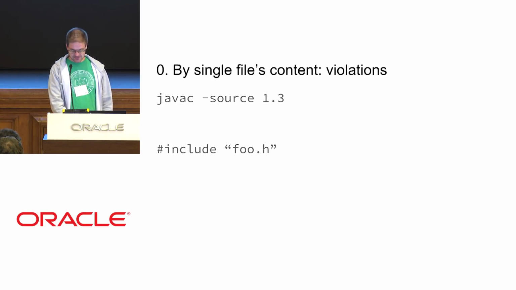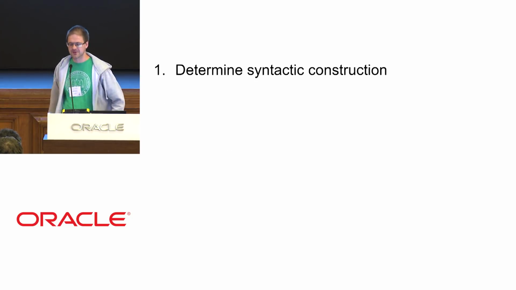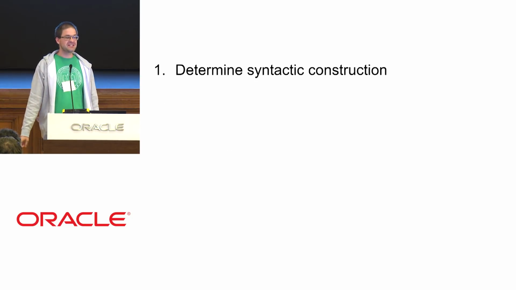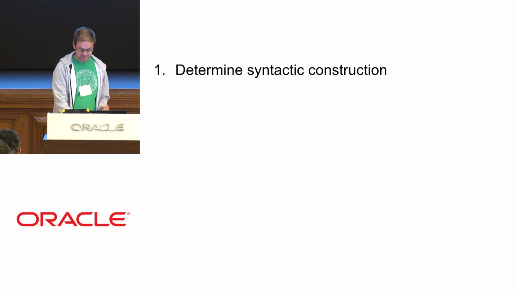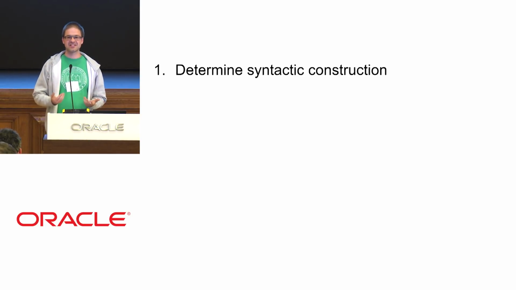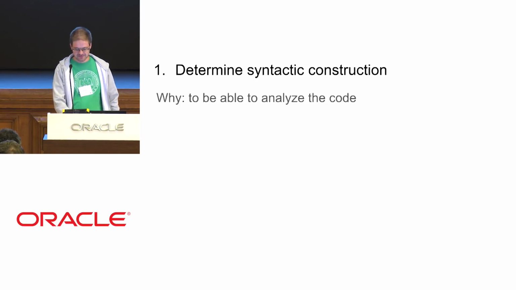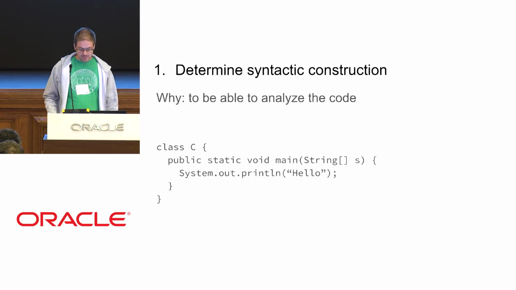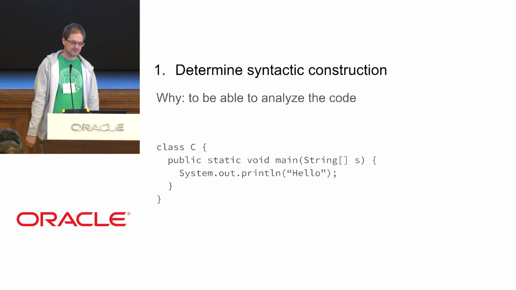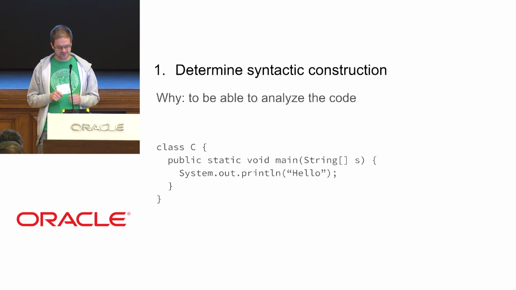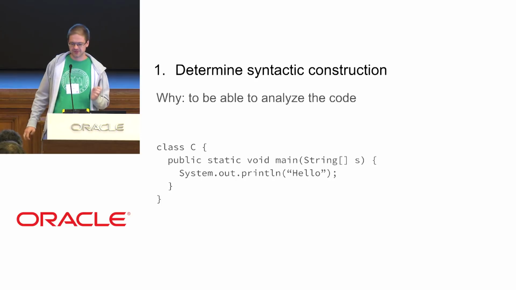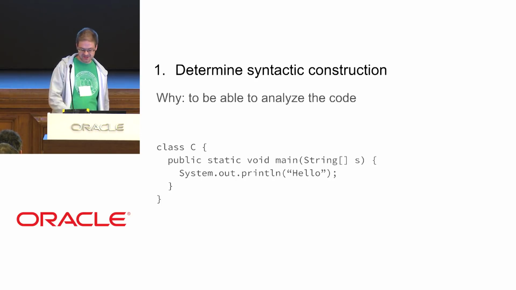Okay, that's all about single file content. Next point. By looking at a piece of code, you need to know which syntactic construction it is, because otherwise you cannot even start analyzing the code. Let's see how to do it when the syntax is unclear. And here is a very nice IDE-friendly example of a class with a method, with a statement, with some field access, method call, and so on. All syntactic constructions are clear. What could possibly go wrong?